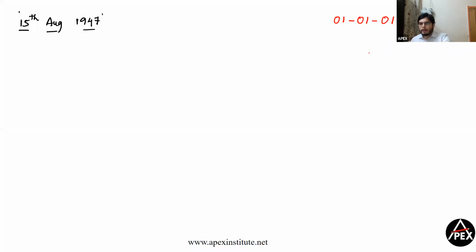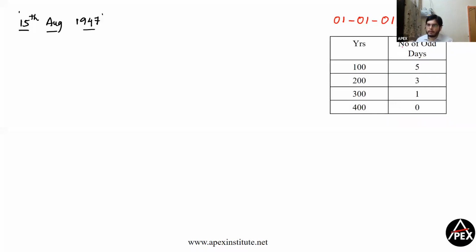Okay, and to proceed, I want you to remember this. Just remember this table. This tells me that in every 100 years, the number of odd days is 5. In every 200 years, the number of odd days is 3. In every 300 years, the number of odd days is 1. And in every 400 years, the number of odd days is 0.